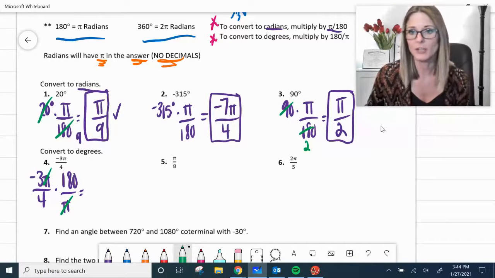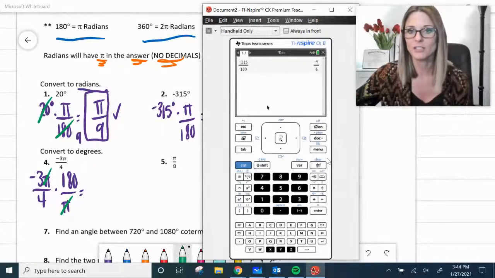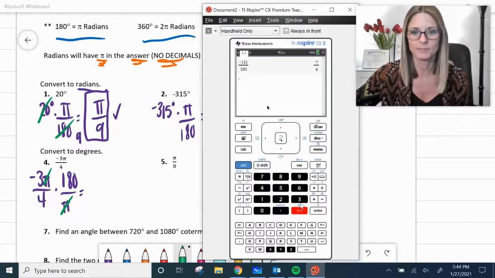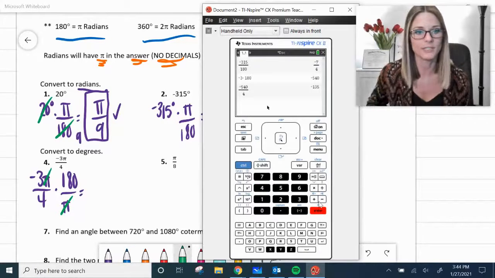From here, you can use your calculator to help you simplify and reduce this so we can get some degrees. When you're multiplying fractions, you go all the way across. You multiply across the top and then multiply across the bottom, and then you divide. So I'm going to do negative 3 times 180, hit enter, and then divided by 4. Enter. Negative 135 degrees.